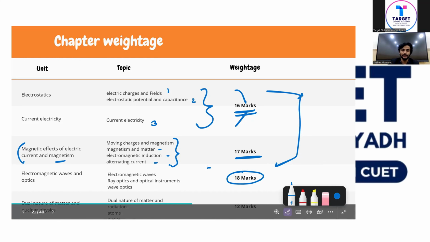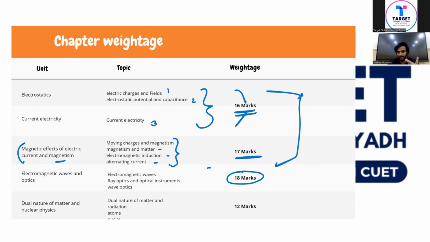Now the last part is dual nature of matter and nuclear physics. That is the dual nature of matter chapter, and atoms and nuclei. So together these chapters constitute 12 marks. Also, for the semiconductor devices, you have 7 marks.